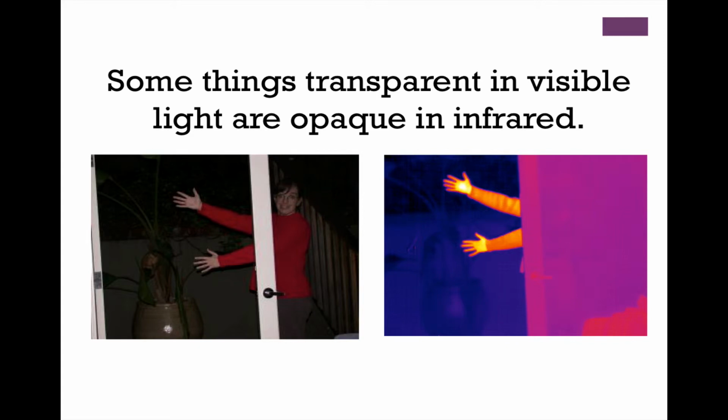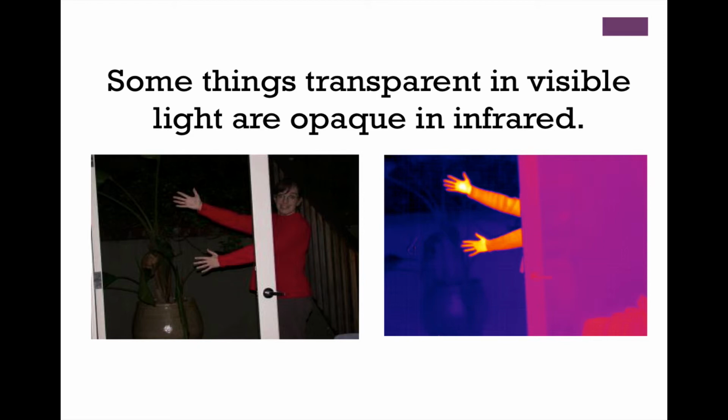Some things that are transparent in visible light are totally opaque in the infrared. These are some French doors in my living room. This one is open, this one is closed. You can see me by seeing straight through the glass in the optical, but in the infrared you can't see through it at all.